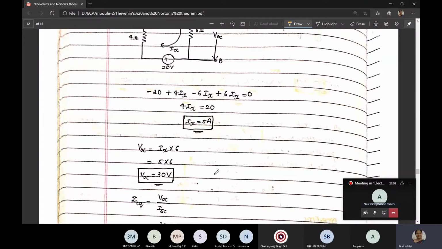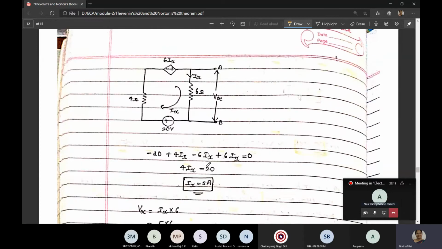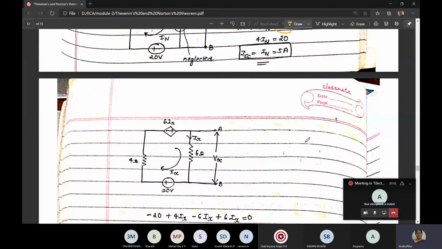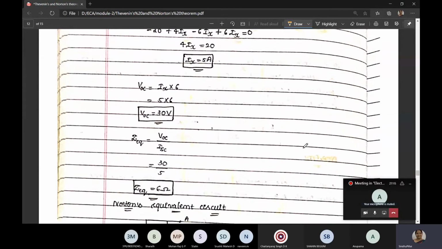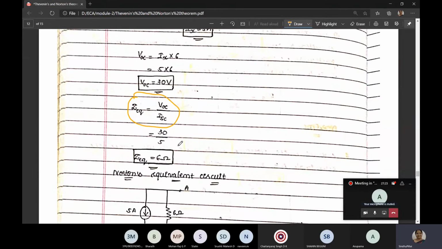So the open circuit voltage is 30 volts and the short circuit current is 5 amps. How do we find Z equivalent now? Z equivalent is open circuit voltage divided by short circuit current. That is 30 by 5, and you will get 6 ohm. Z equivalent is 6 ohm.